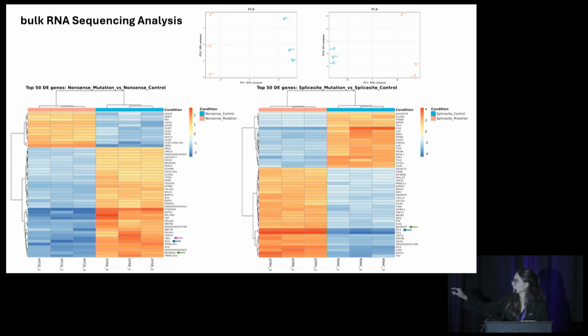Here we have what we call heat maps, and so I have one heat map of the splice mutation on my right, and then I have a heat map of the nonsense mutation on my left. And because we're seeing different expressions of PSD95 for these two, I thought it would be interesting to compare both of them. This is a bulk RNA sequencing analysis.